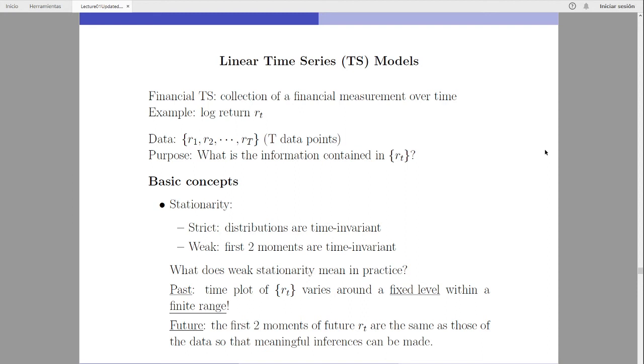In the past, literally, consider the time of the time series from 1 to T. The time plot of the logarithmic returns in the past varies around a fixed level and within a finite range. It's like an electrocardiogram, really. This mean invariance being time independent means that the past part of the plot is mostly an electrocardiogram. It goes within certain ranges. You can see it in some of the initial graphs. And in the future, the first two moments of the future logarithmic returns, those that haven't happened, are the same as those of the data we have, like skewness, kurtosis, and everything. All those are the same. So we can do some nice meaningful inference with that.